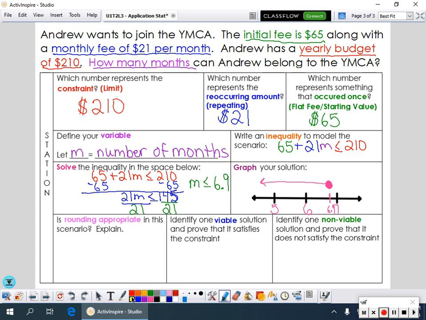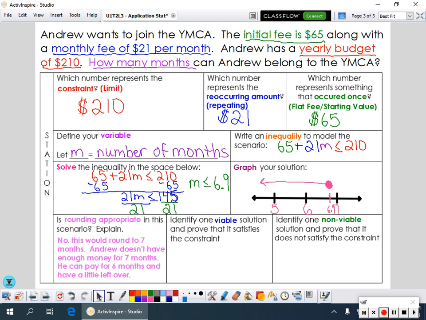If you're not sure, look at your graph. Here's where 7 is. Does he have enough money to pay for 7? No. We can see it's less than 7. If he bought 7 months, or if he tried to join the YMCA for 7 months, he would not have enough money. So our answer here is no. We would round it up to 7, but he doesn't have enough money for 7. He can only pay for 6 months, but then he'd have a little bit left over.